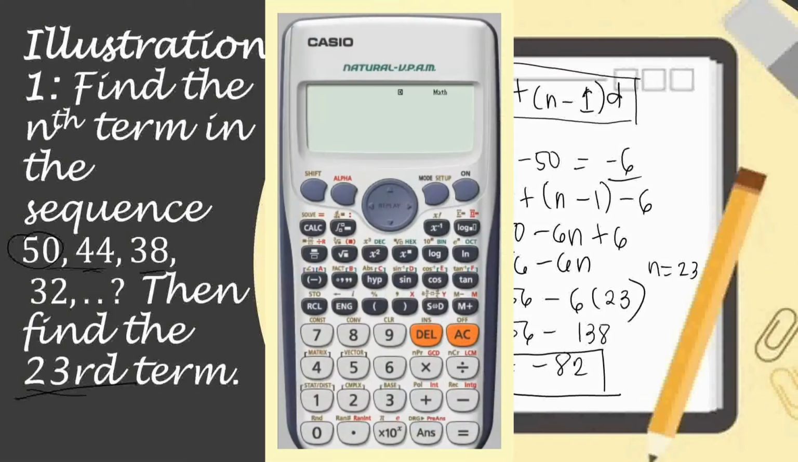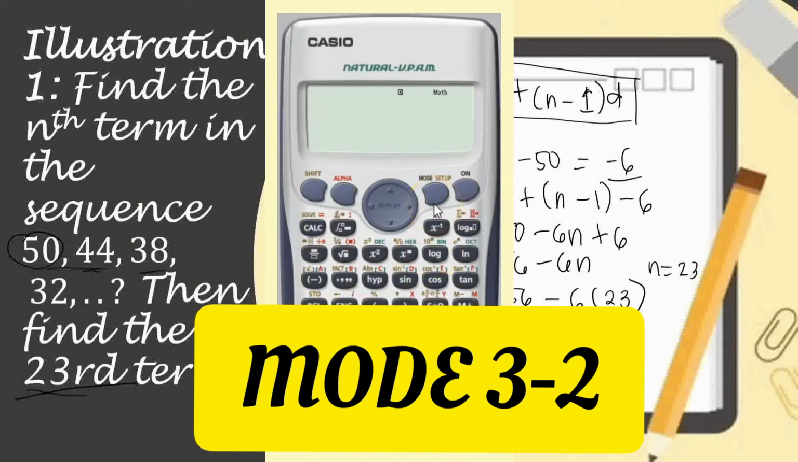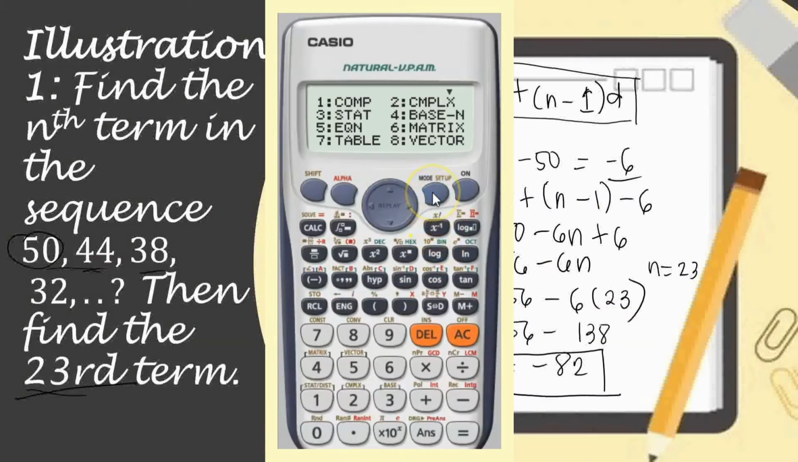So, pag sinabi nating arithmetic sequence or arithmetic progression, we'll be using the mode 3-2. Ito lang naman yung gagamitin natin, yung mode 3-2. So, i-click natin yung mode, and then 3, and then 2. Yung mode 3-2, gagamitin natin yan sa arithmetic sequence or progression. Meaning, meron tayong common difference.